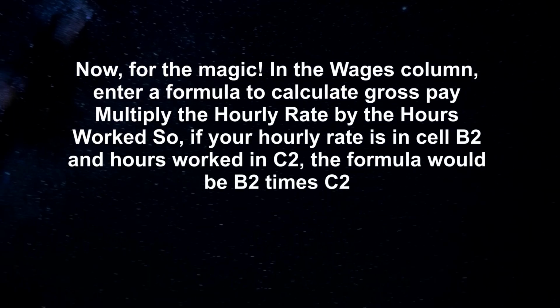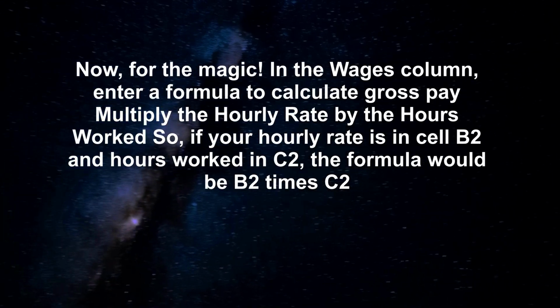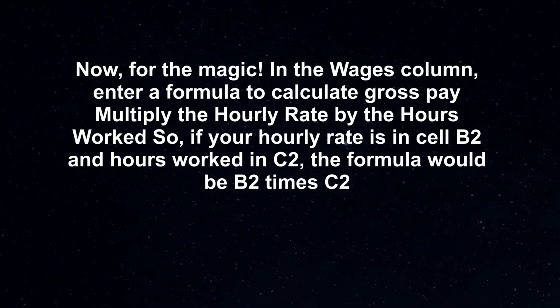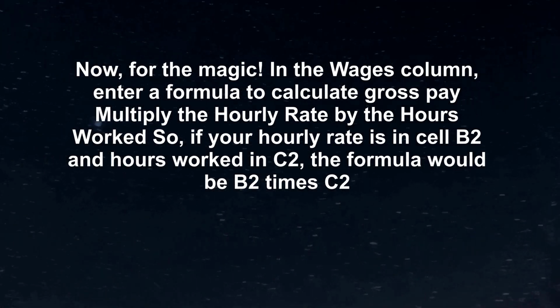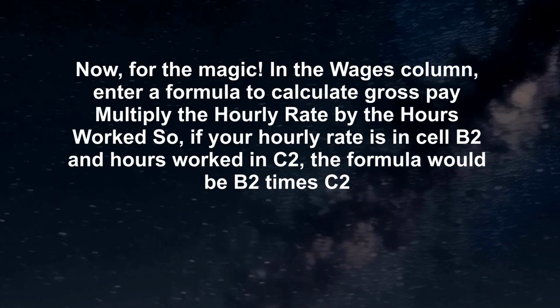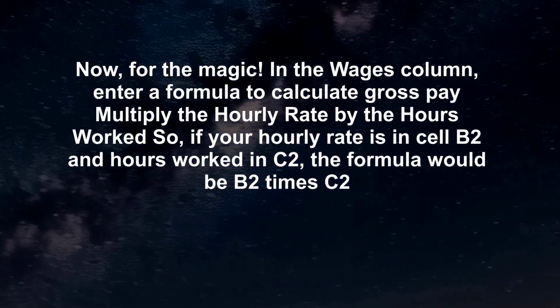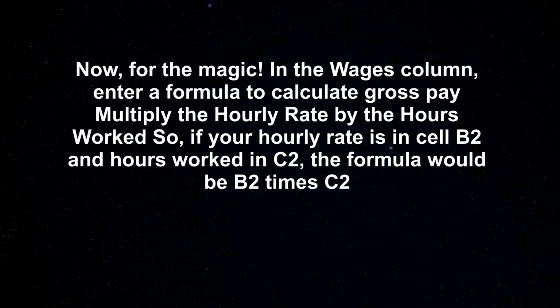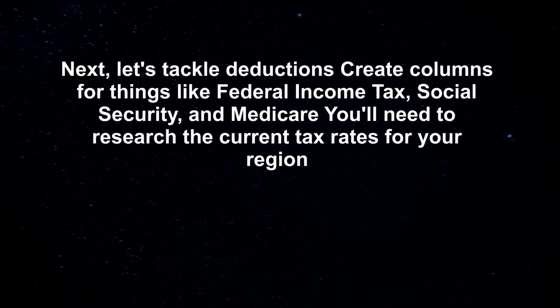Now for the magic. In the wages column, enter a formula to calculate gross pay. Multiply the hourly rate by the hours worked. So, if your hourly rate is in cell B2 and hours worked in C2, the formula would be B2 times C2.